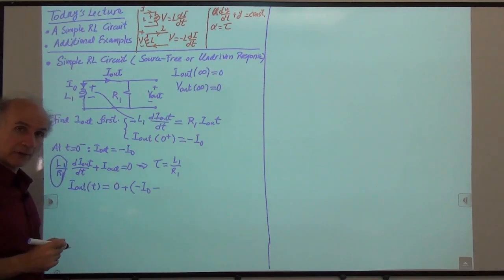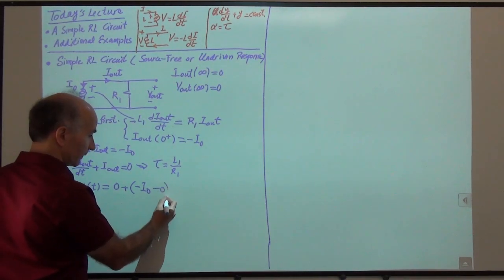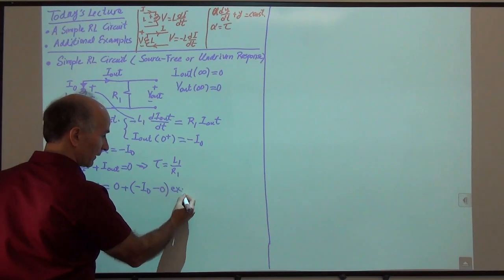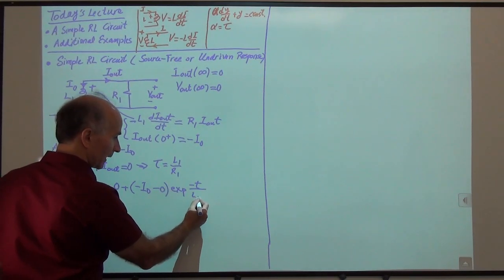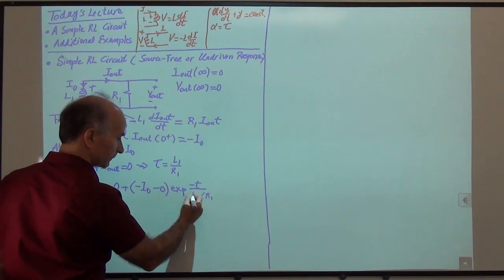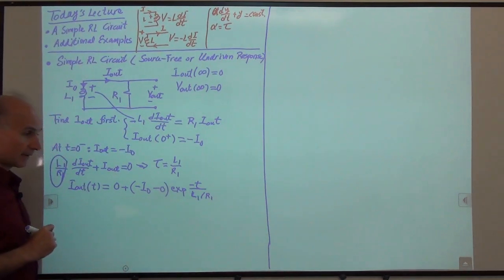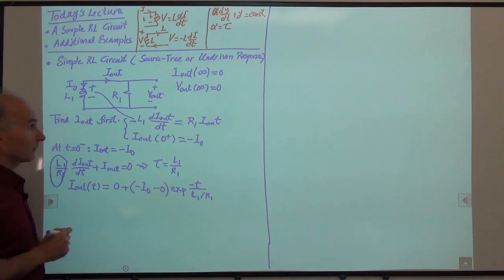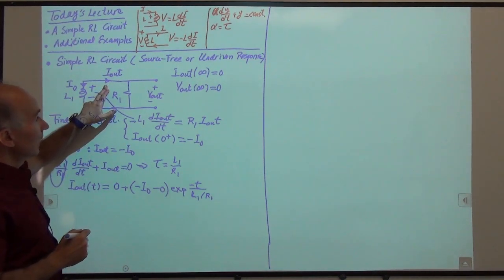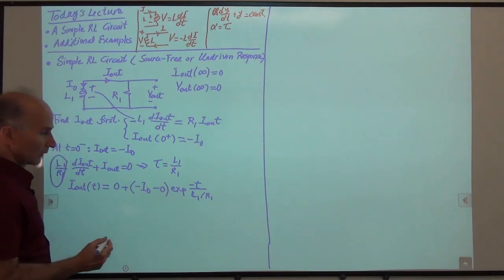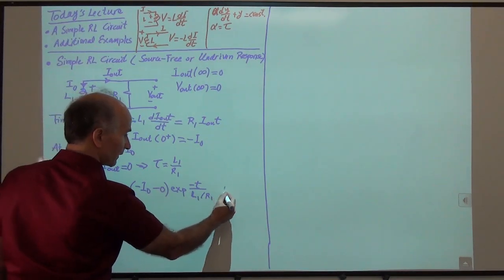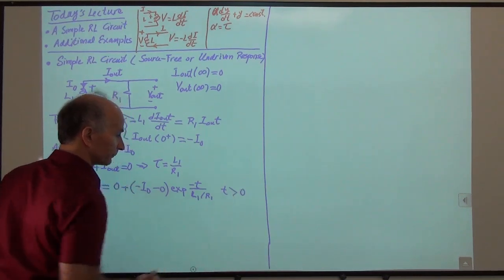Minus I out at time infinity, 0. And then exponential of minus t over tau. And tau is L1 over R1. Does this take a u of t? Well, let's not apply u of t because we don't know what happened before time 0. We just write for t greater than 0.